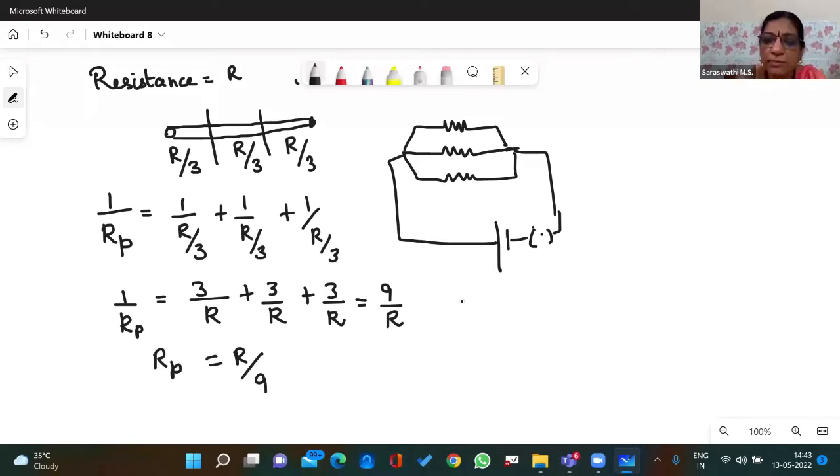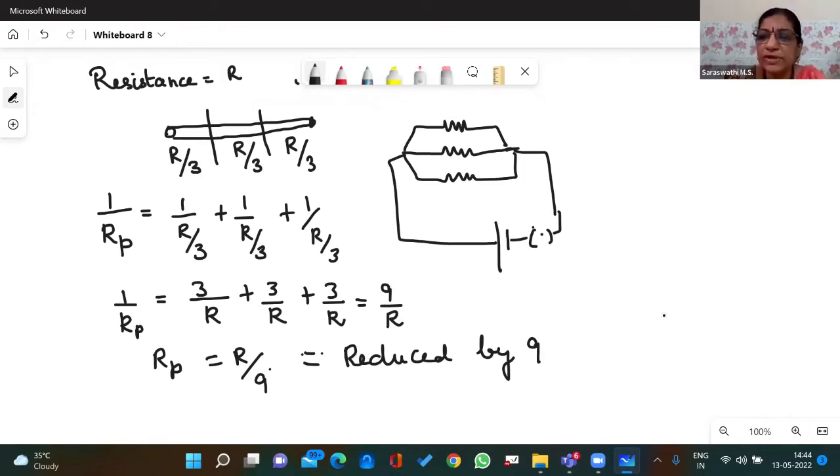So the question is, how does the resistance change? The resistance becomes 1/9 of the original value. The original value of the resistance was R. Now it has become R by 9. So the resistance has reduced 9 times, right? Understood or not? The final new resistance is reduced by 9. What about the resistivity?